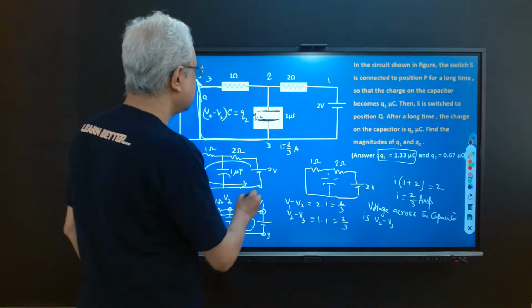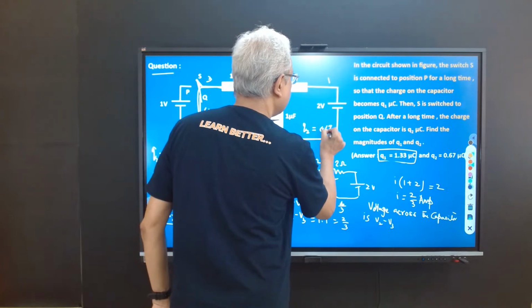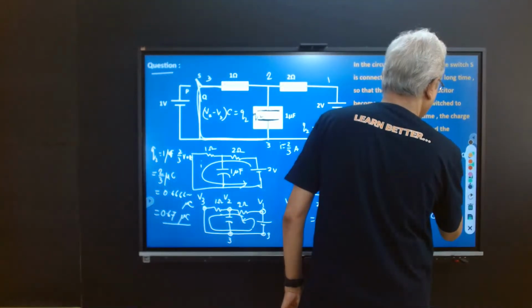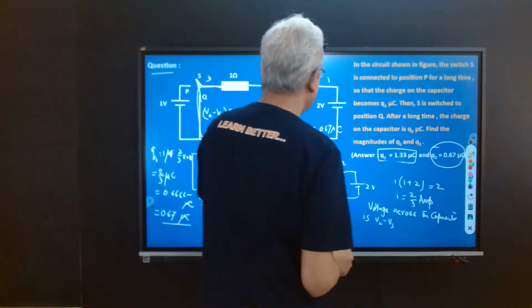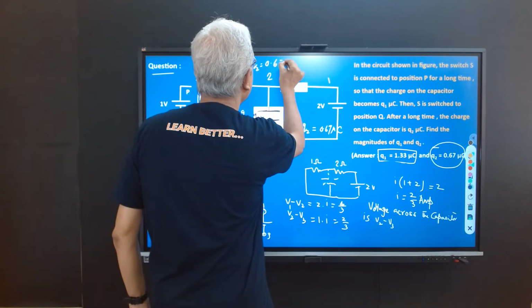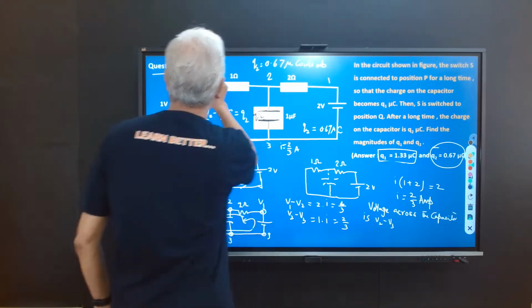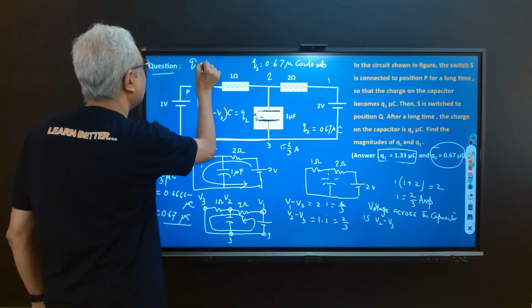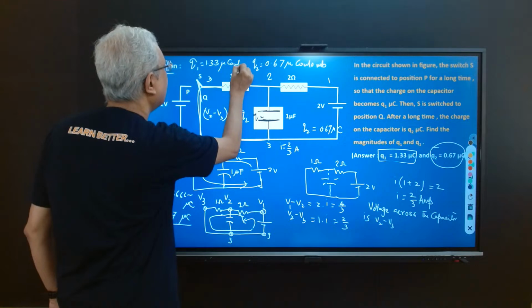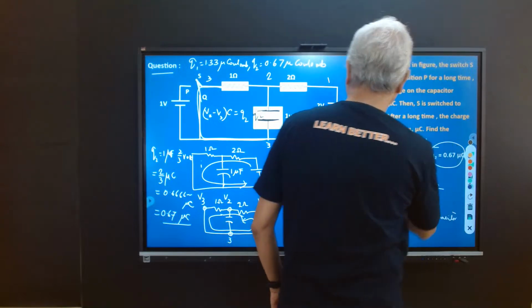So Q2's value is 0.67 microcoulomb. And Q1 is 1.33 microcoulomb. Okay, so these are the magnitudes of Q1 and Q2.